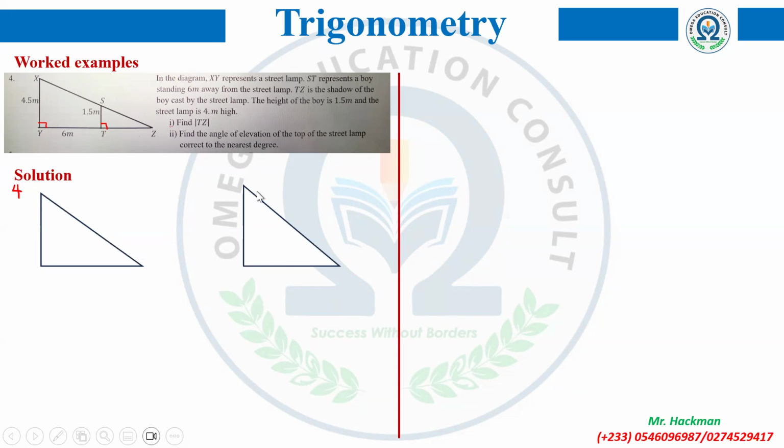So in that case, I will just come and label. So this one will be X, Y. This will be the bigger triangle, X, Y, Z. And the smaller right angle triangle will be S, T, Z. Hope you are with me, my professors. Remember, don't forget to indicate the 90 degree angle of this.